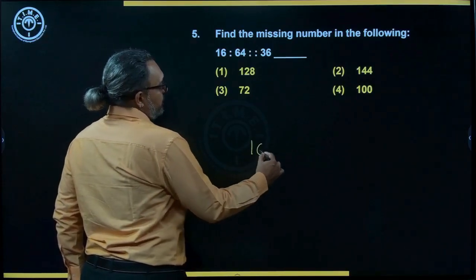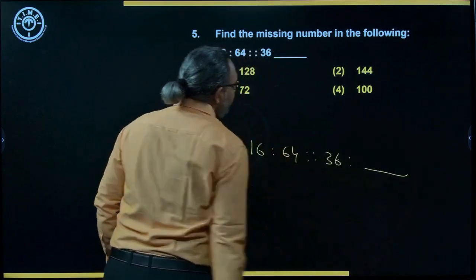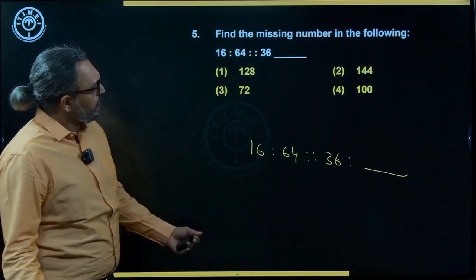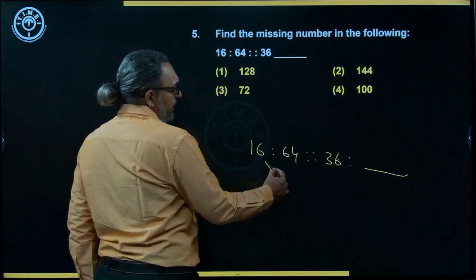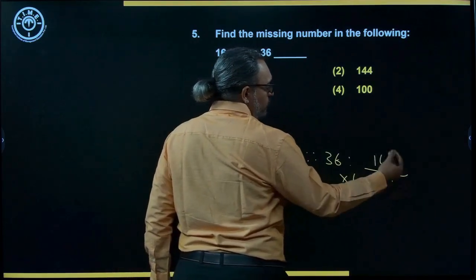Okay. Then next. Yeah. So we have 16 is to 64. Similarly, 36 is to blank. Correct? So here, yeah, I can clearly say into 4 times 64. So into 4 times gives you 144. So that is available.